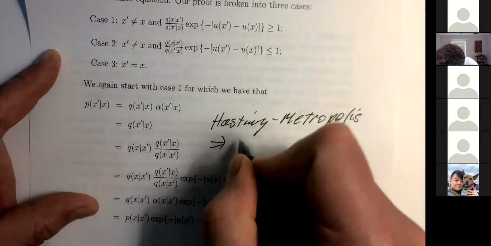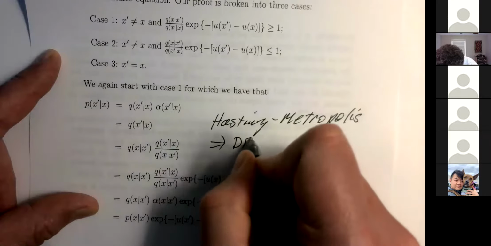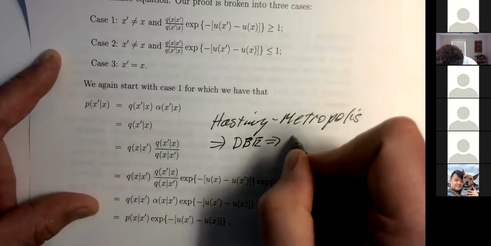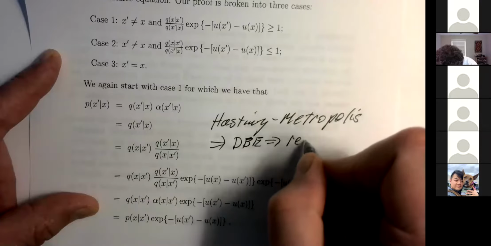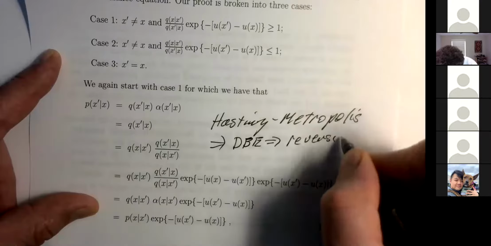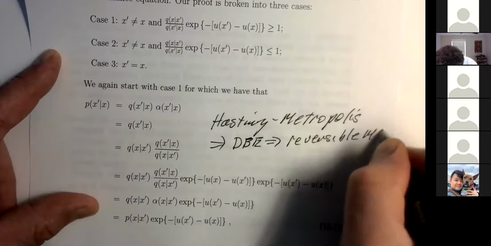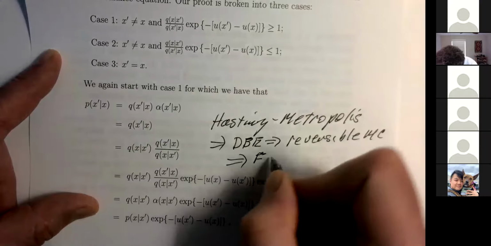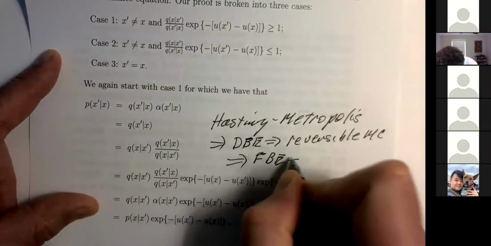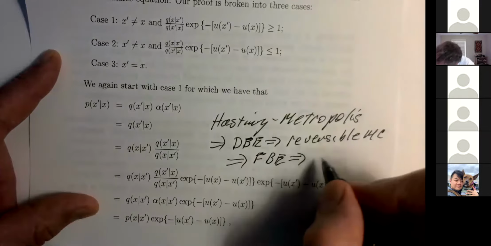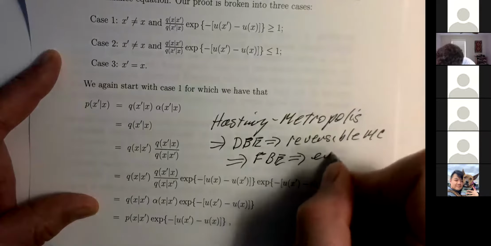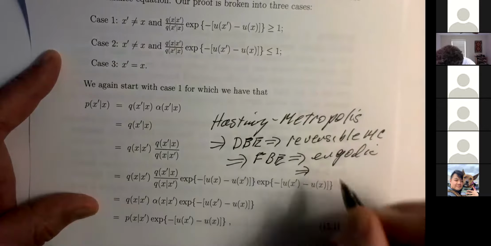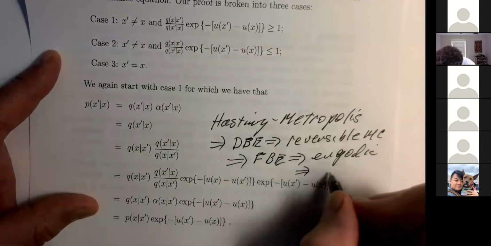That's also detailed balance equations. It's a reversible Markov chain. That means it's a full balance equations, and it's ergodic. And the asymptotic distribution is what?